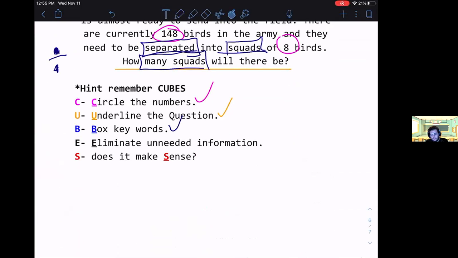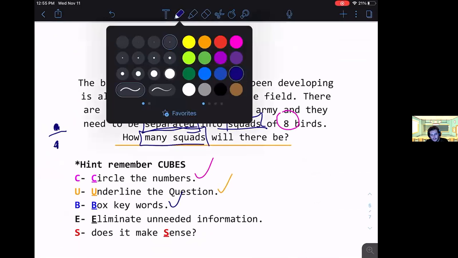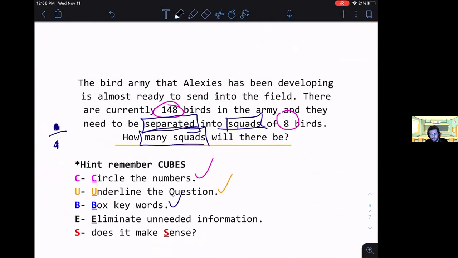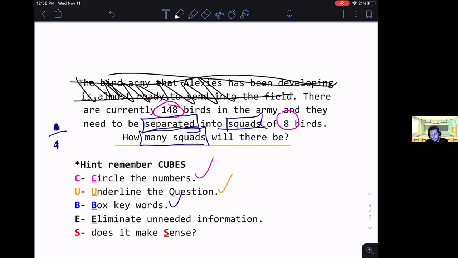Check. Unneeded information. I like making up these little stories because they make me laugh. I know Alexis likes birds and he has some really cool pet birds. But at the end of the day, it's not going to help us solve our math problems. But birds are really cool.